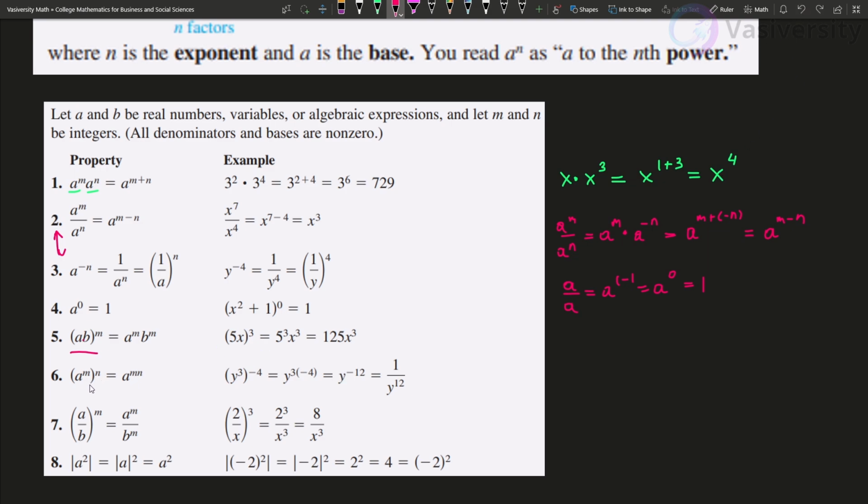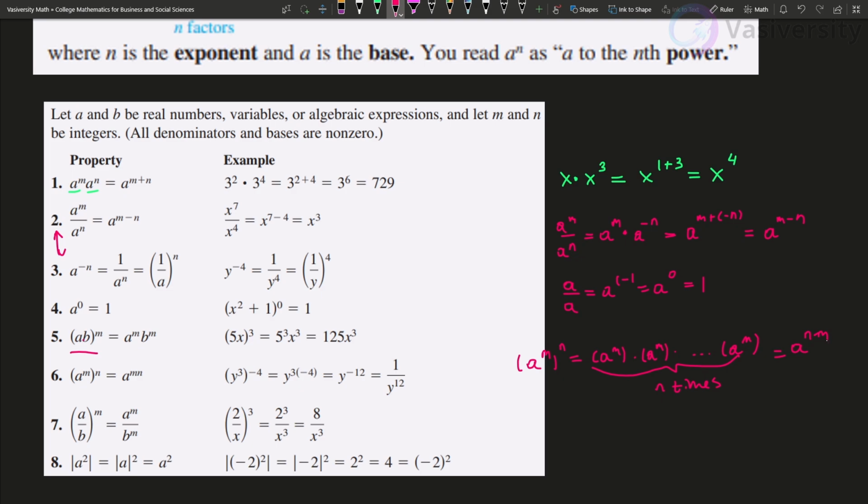And then a to the power of m to the power of n, the powers are going to get multiplied, so there is no addition. So we have a to the power of m n. Essentially, a to the power of m to the power of n means a to the power of m times a to the power of m, n times. So it's going to be a to the power of n times m.